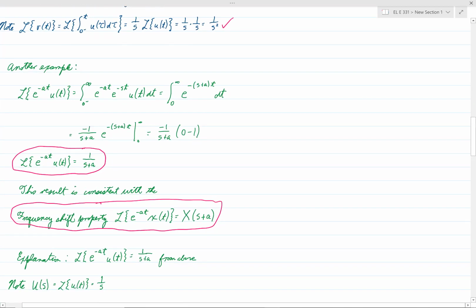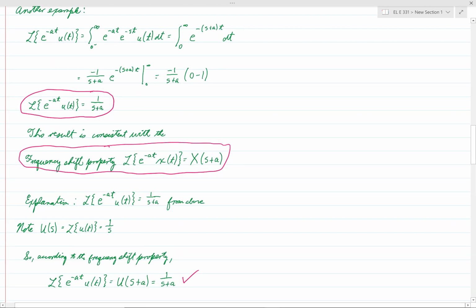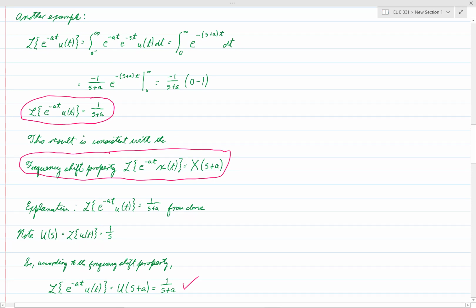And so let's look at something else. Here's another example for you. The Laplace transform of e to the minus at u of t is certainly of interest. We've seen many times that we've looked at signals that look like that. And so plugging that into the formula for the Laplace transform gives us this.